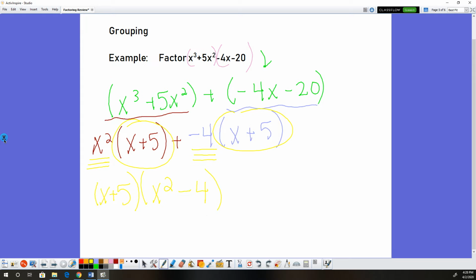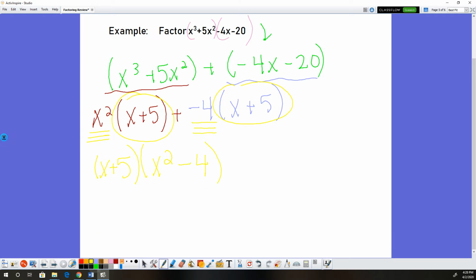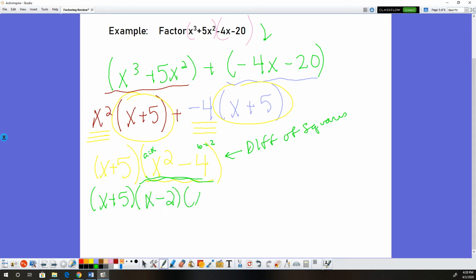Now I'm not done yet, because if I look at this, this is the difference of squares. So my x plus 5 doesn't change. This becomes a minus b, a plus b. My b is 2, my a is x, so this is x minus 2, x plus 2. This here is my final answer.